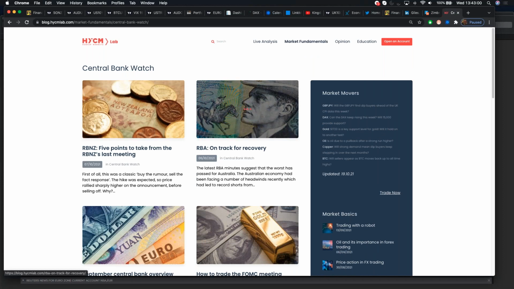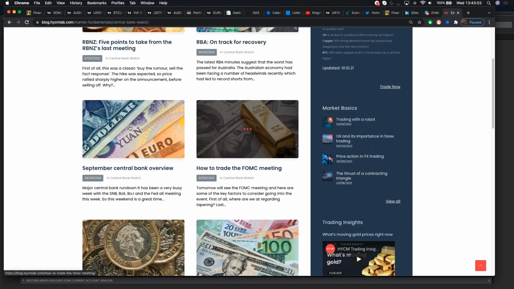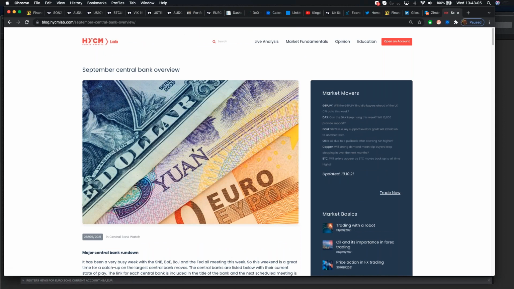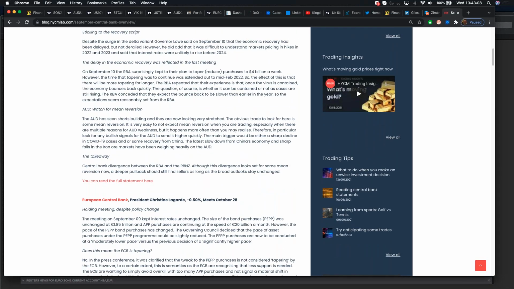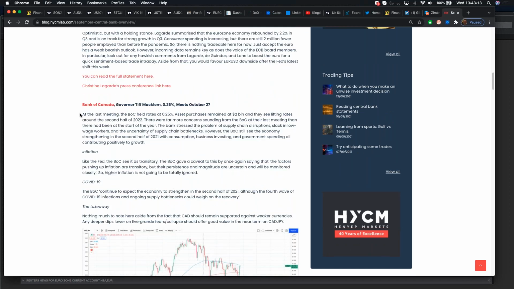In that section, I look at what the latest central bank meetings and decisions have been. Here, I look at the major central bank rundown, try to do it once a month, once every 6 weeks. I look at what the central banks are doing. And see, the Bank of Canada, at their last meeting, held rates at 0.25%, and they see lifting rates around the second half of 2022, okay? So what we know now is helpful. We know that the Bank of Canada are holding rates and lifting rates in the second half of 2022.